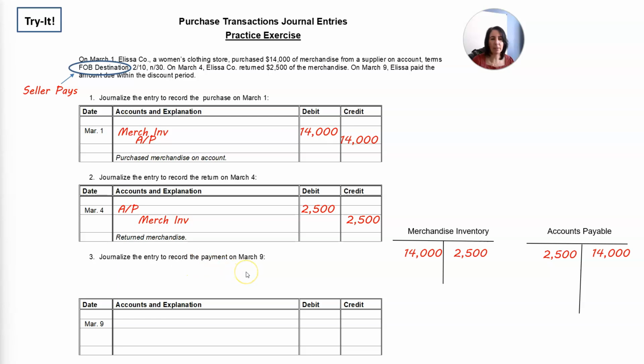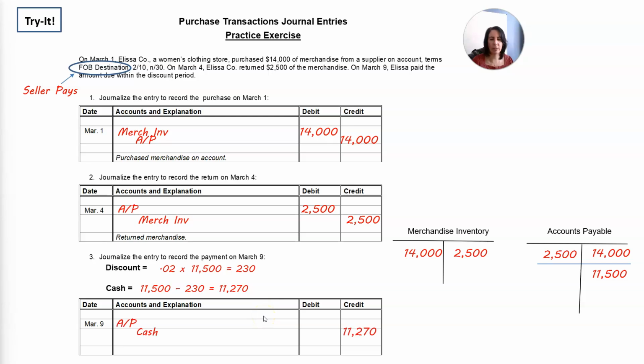And then the payment on March 9th, that's within the 10-day period. So we are going to be looking at a discount here. The discount's going to be 2% on the $11,500 that we owe, $230 discount. So the cash we're paying is going to be the $11,500 minus $230.